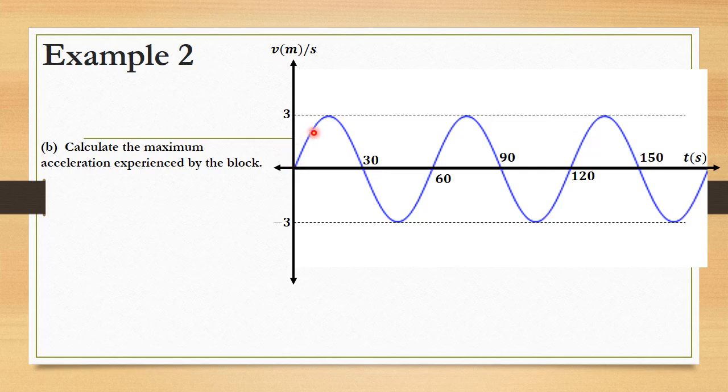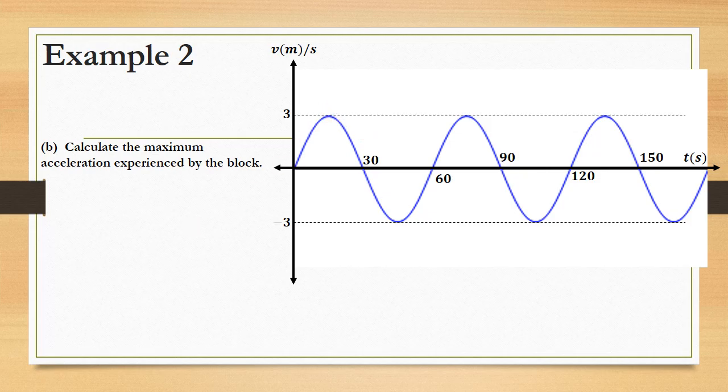Is the opposite true? Well, here's where the velocity is maximized, right? What about the acceleration? Well, at this moment, the acceleration would be 0 because the slope of the tangent line would follow this dotted horizontal line. In other words, this dotted horizontal line has a slope of 0, as do all horizontal lines, and therefore the acceleration would be 0 when the velocity is maximized.